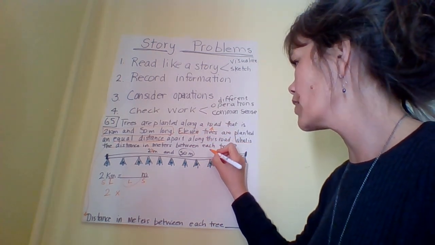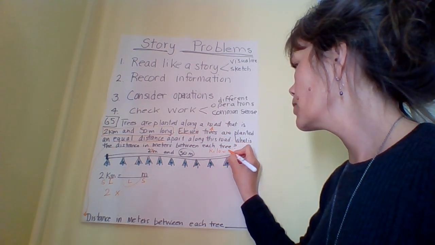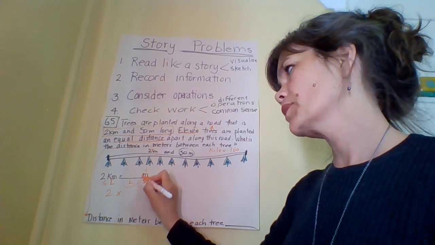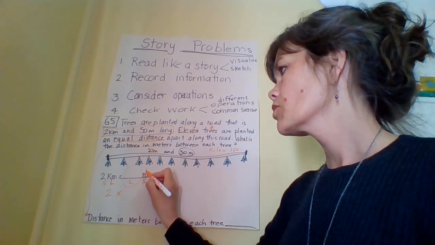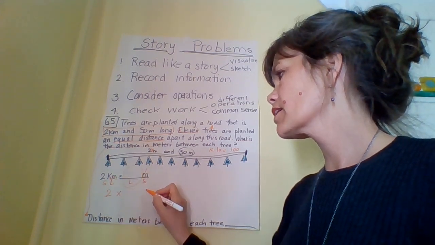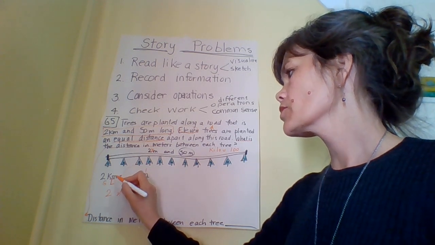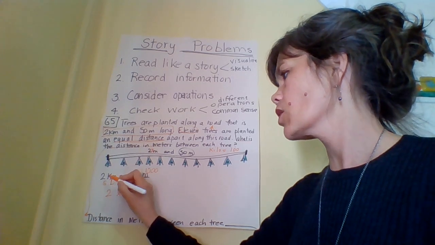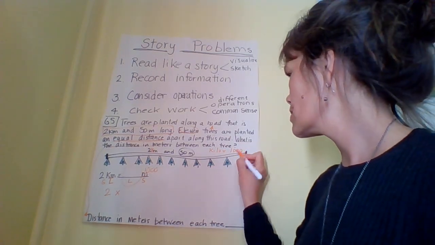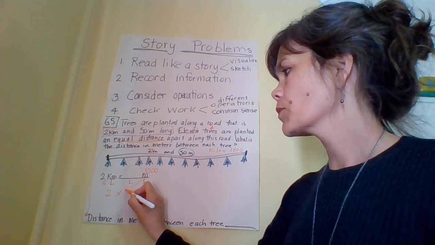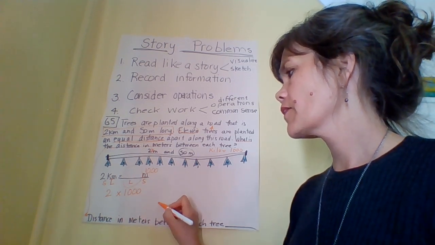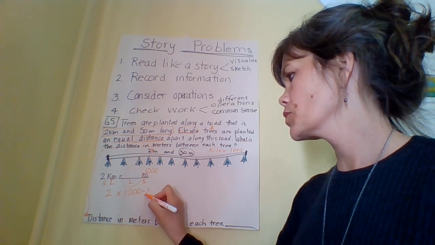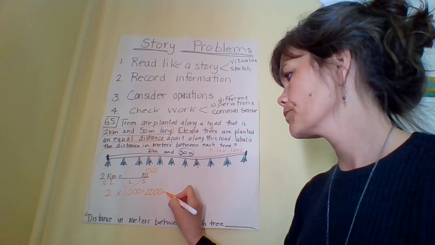I really think it's valuable to memorize kilo equals 1,000. And we know that meters are the standard. So meters are equal to 1 and kilometers are equal to 1,000. So there's 1,000 meters in every kilometer. So the distance is 1,000. I'm going to multiply by 1,000, and that tells me that 2 kilometers is worth 2,000 meters.